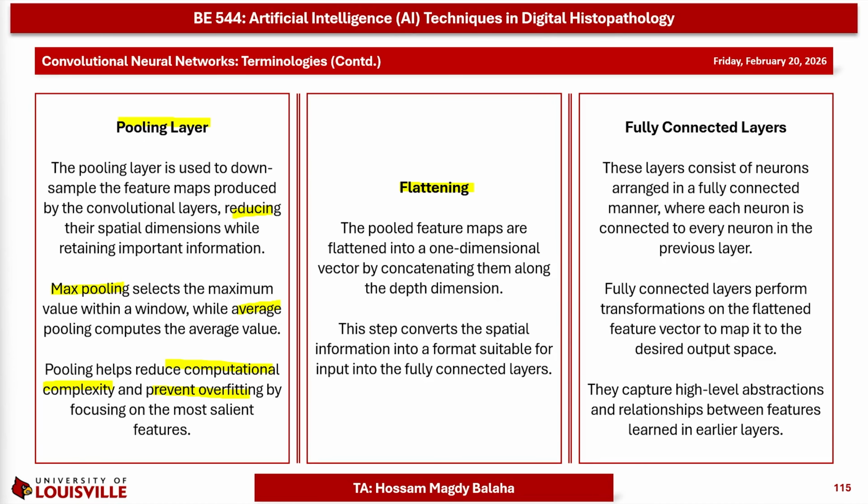And after that, we can use what's called fully connected layers, which consists of neurons arranged in a one-dimensional vector as well. And this fully connected layer will perform transformation on the flattened feature vector to map it to the desired output scalar value or space. And another benefit of the fully connected layer is to capture the high-level abstractions and relationships between the different features learned in the earlier layers.